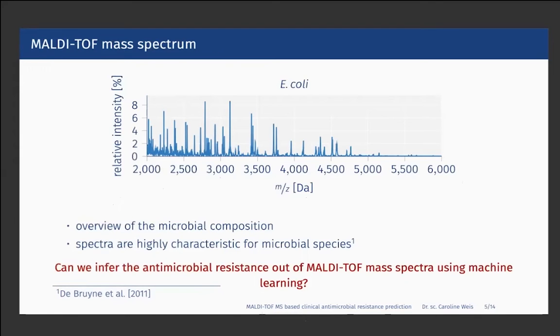This is what a typical MALDI-TOF mass spectrum looks like, with measured intensity drawn against the mass-to-charge ratio. What we see in the spectrum is an overview of the proteins in the cell, which are mainly ribosomal proteins, and the peak profile is highly characteristic for the species of the microbe measured.